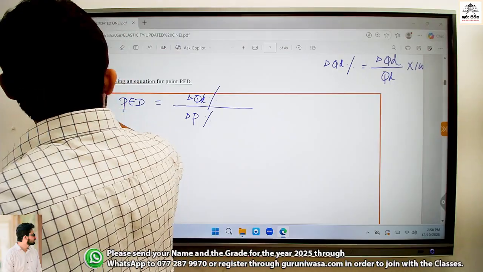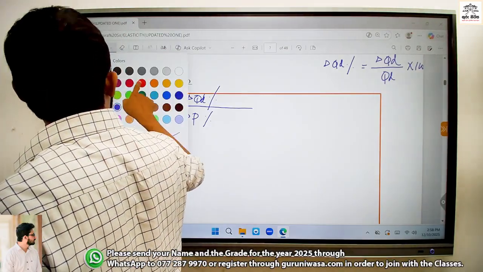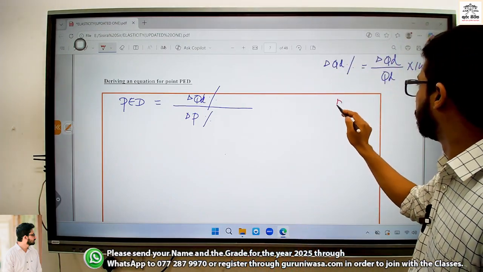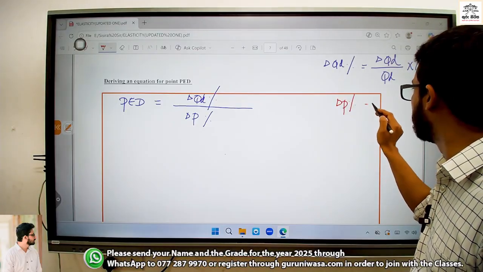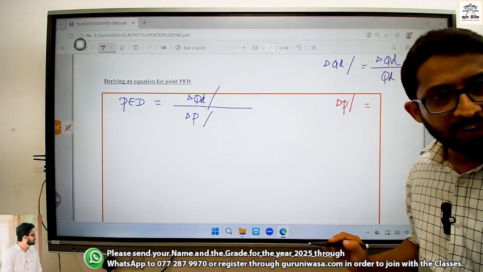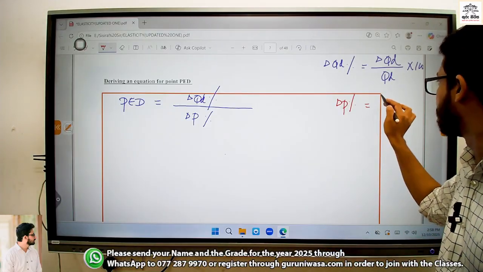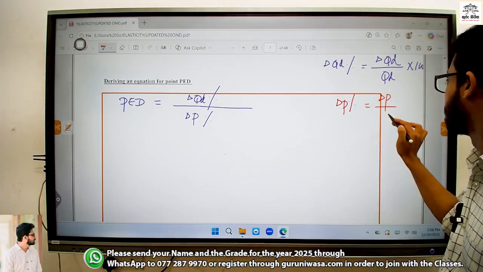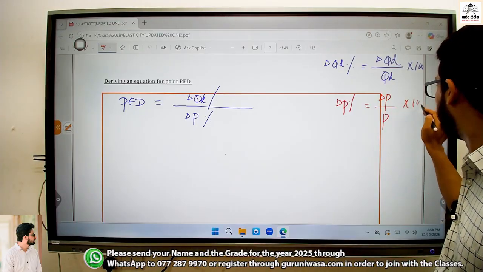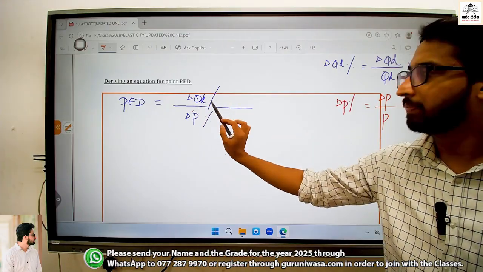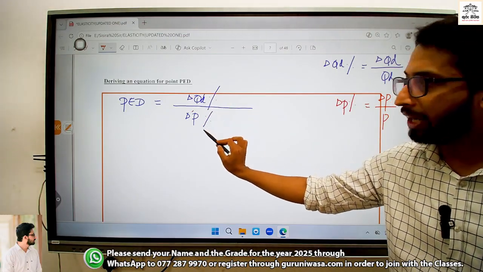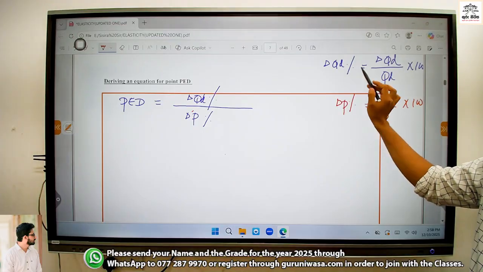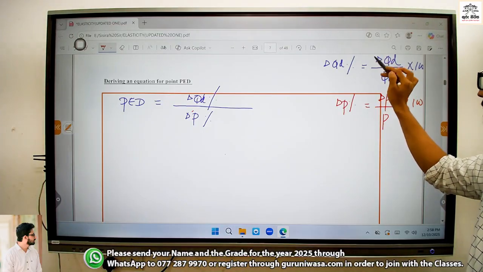How to calculate percentage change in price? Percentage change in price equals the difference between two prices, that means delta P, divided by the original price, into 100. Original equation: percentage change in quantity demanded divided by percentage change in price. Now I have shown you percentage change in quantity demanded equals this part.